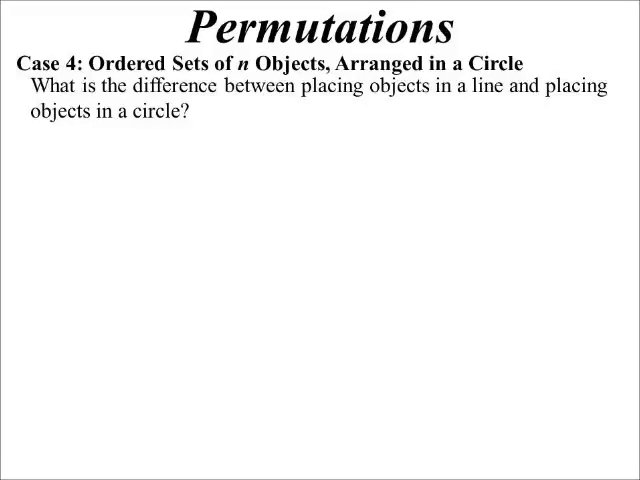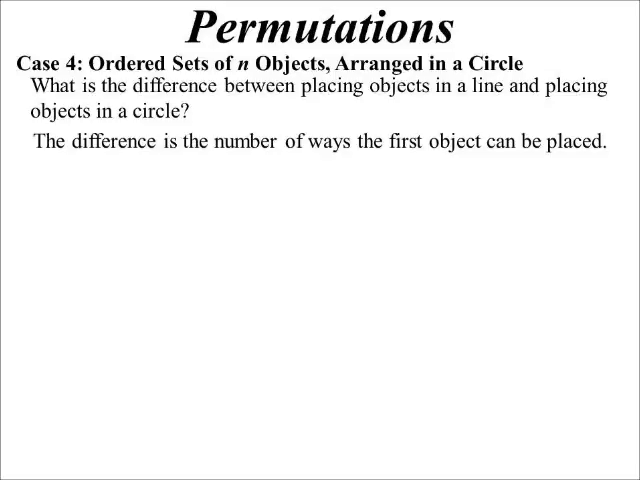Just going to have a look at this final case of permutations where instead of arranging things in a line, we're going to arrange things in a circle. What difference does that make? Okay. And it really is down to how many ways you can place the first object.